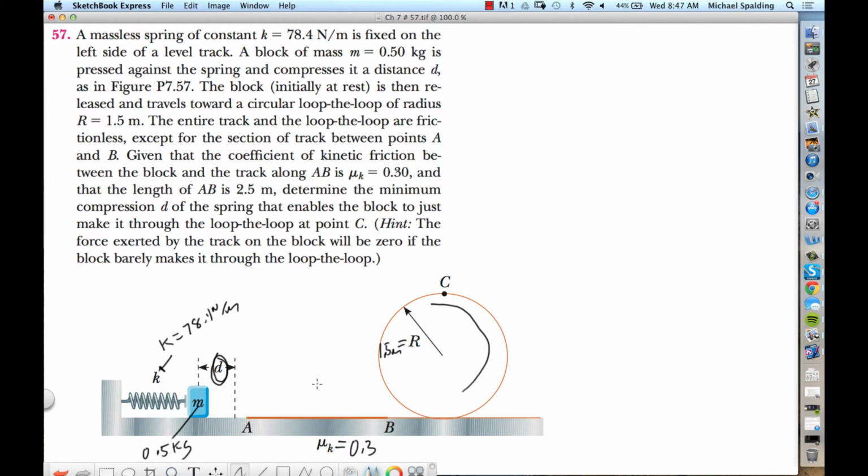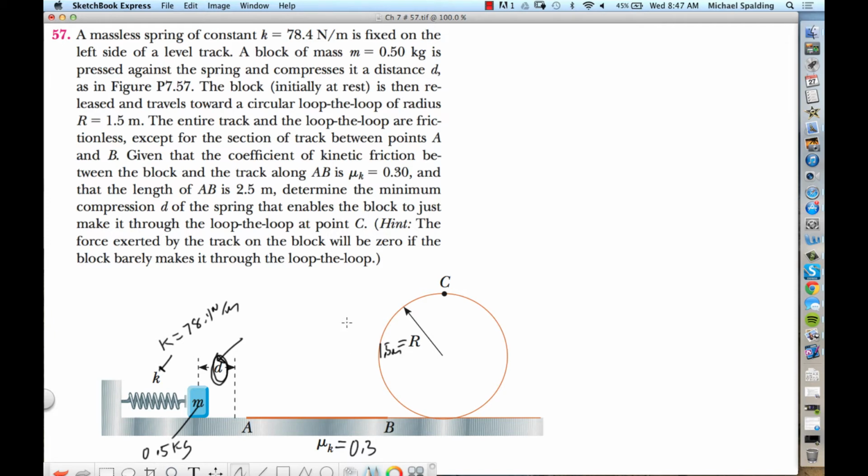Because what happens if the block goes too slow through the loop? It'll fall out, right? So we're looking for the minimum distance d that the spring needs to be compressed so that the block makes it through the loop. Does that make sense?